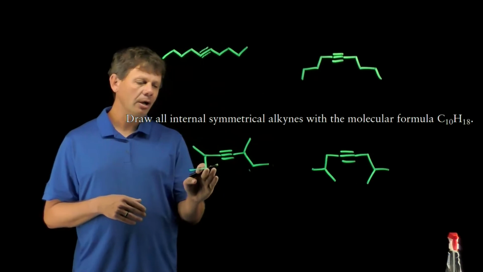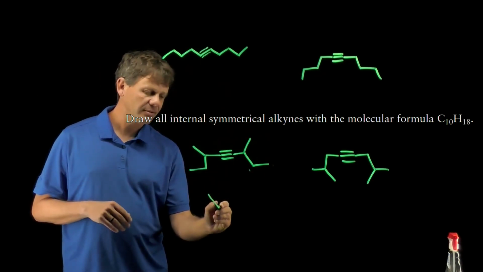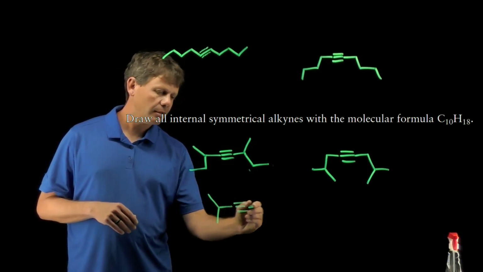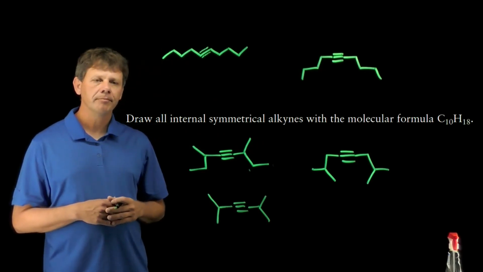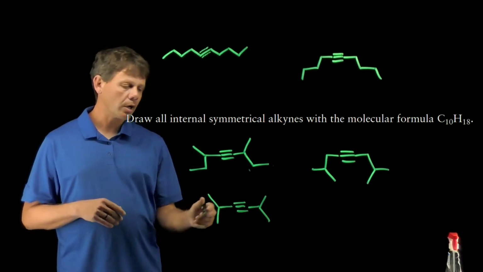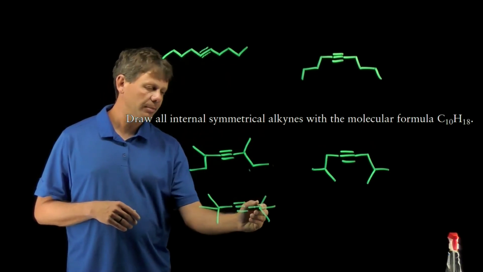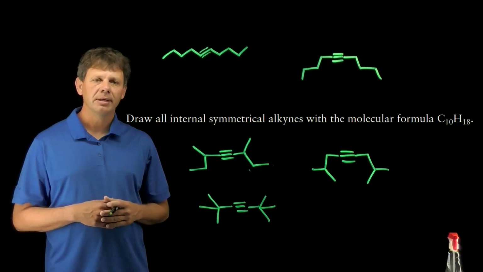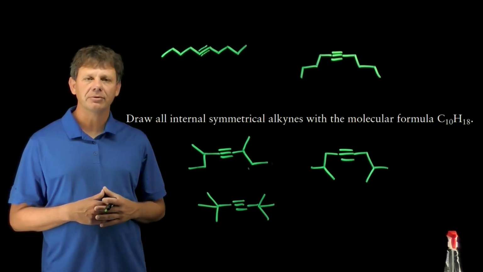We can take this 3-carbon chain, stop the presses, and do it here. So now that's 3 carbons plus 2 plus 3. We still have one more carbon to add. We can put each of them here. We still have symmetry. This is the 4th internal symmetrical alkyne.